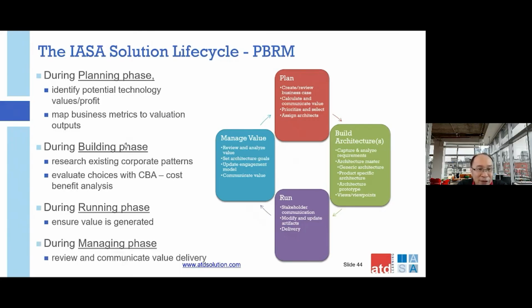The next one is the managing phase, whereby you review and communicate value, and if there are any changes, you update the engagement model. So this is very, very important for solution architecture to be effective and also to deliver value to the business.